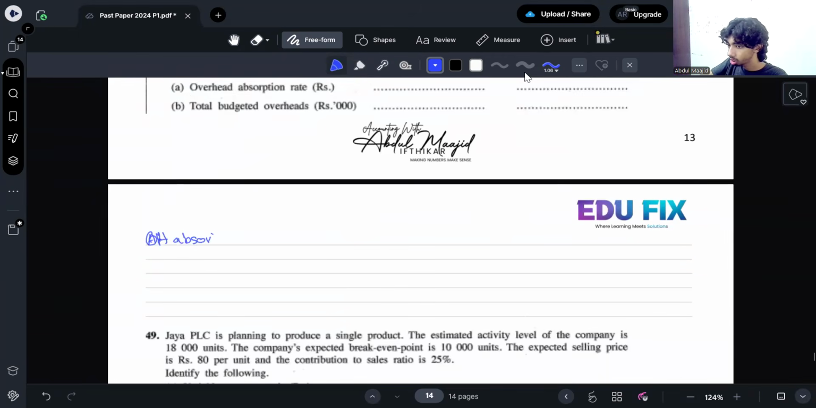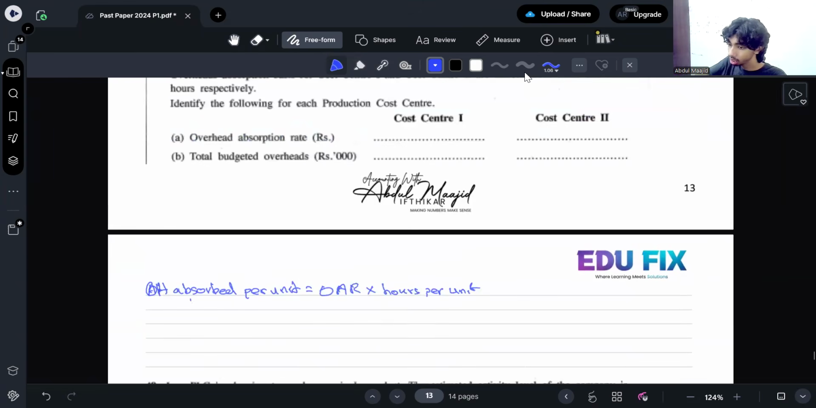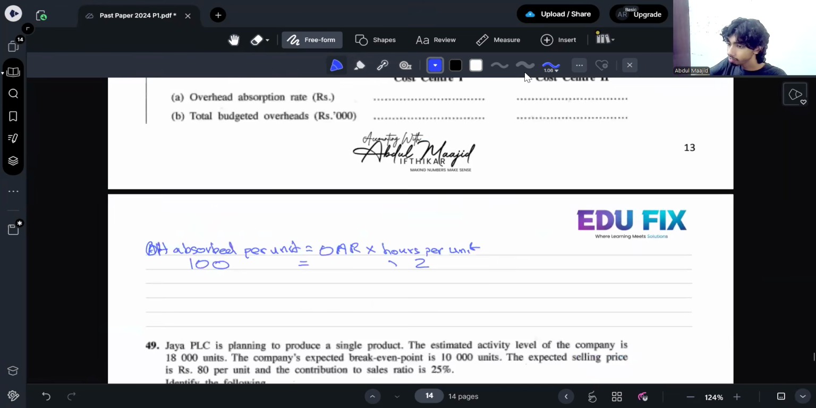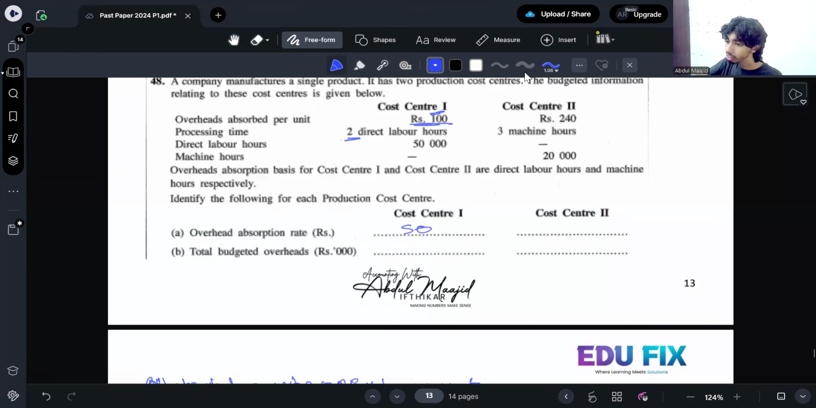Overhead absorbed per unit will be equal to overhead absorption rate into hours per unit, the processing hours per unit. Now here, overhead absorbed by 1 unit is 100 rupees. To produce 1 unit in cost center one, it takes 2 direct labor hours. Then what will be the OAR of cost center one? That will be 50 per hour, right? OAR will be rupees 50 per hour. 50 per hour into 2 direct labor hours only, they got the overhead absorbed per unit as 100.